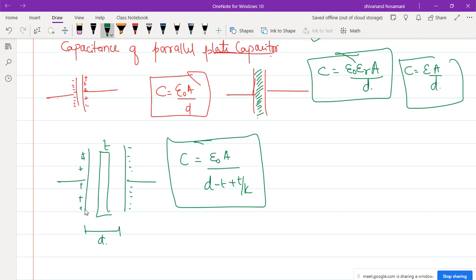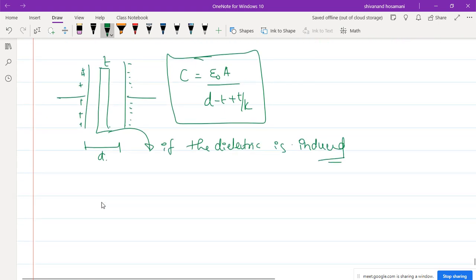What if the dielectric is introduced? What if the parallel plate capacitor is introduced with a conducting slab? This is a dielectric slab. What happens to the capacitance if a conducting slab is introduced between the plates of the capacitor?